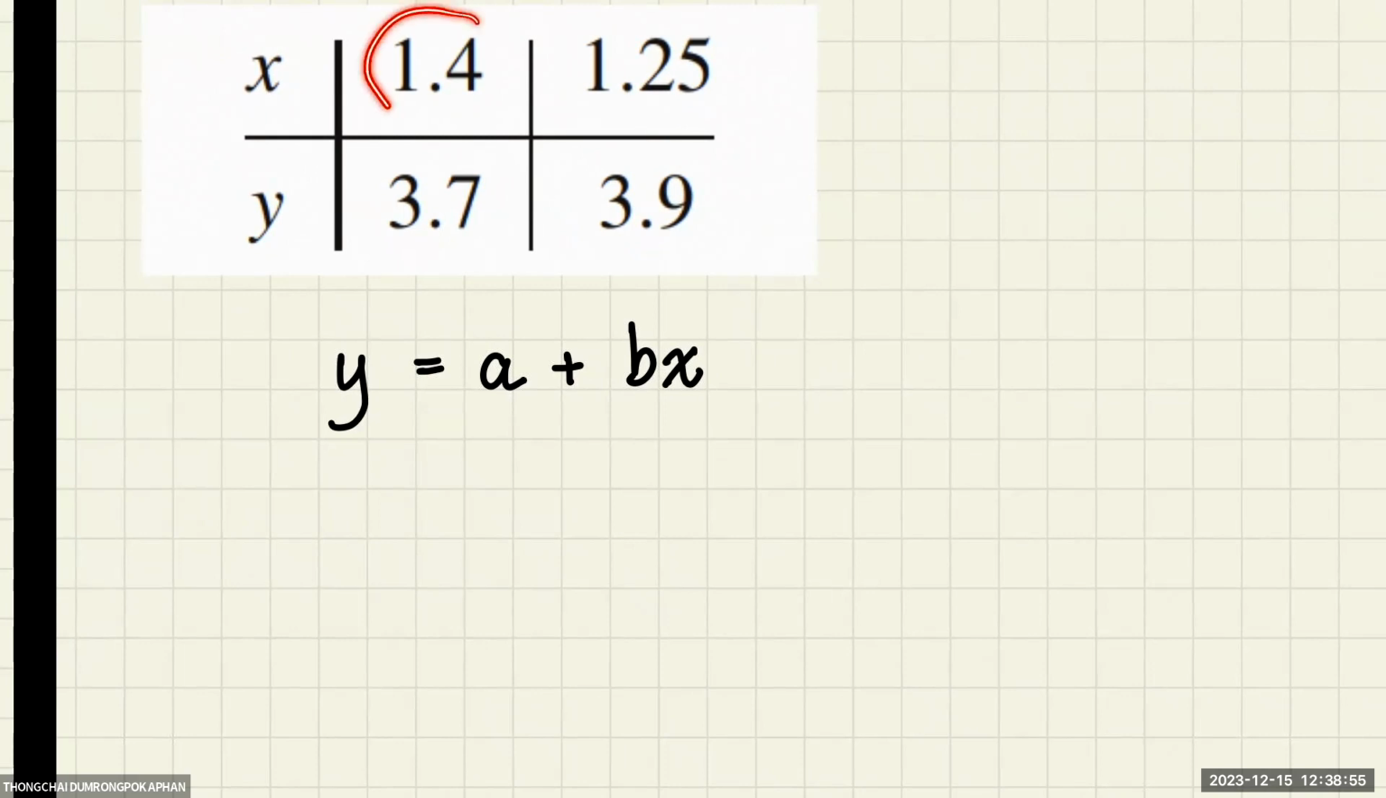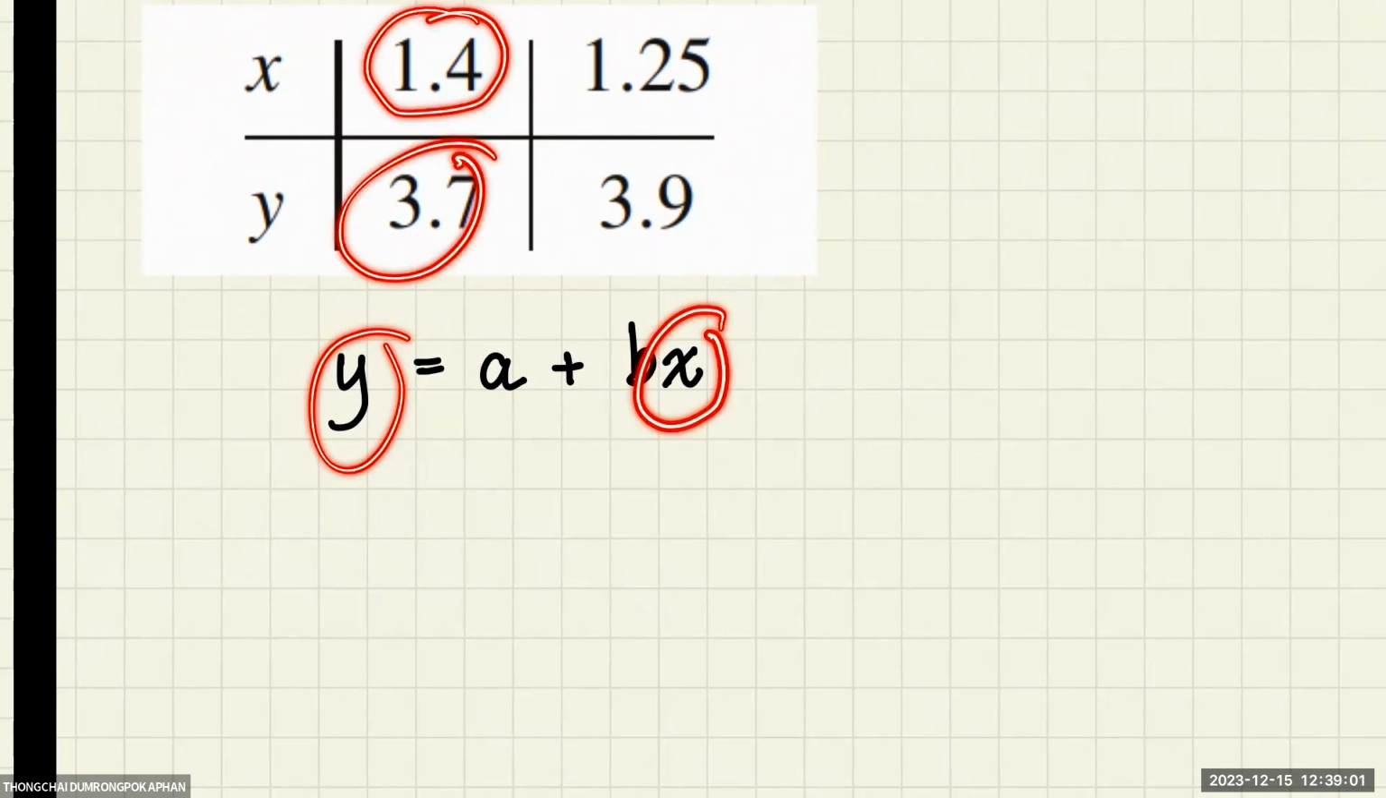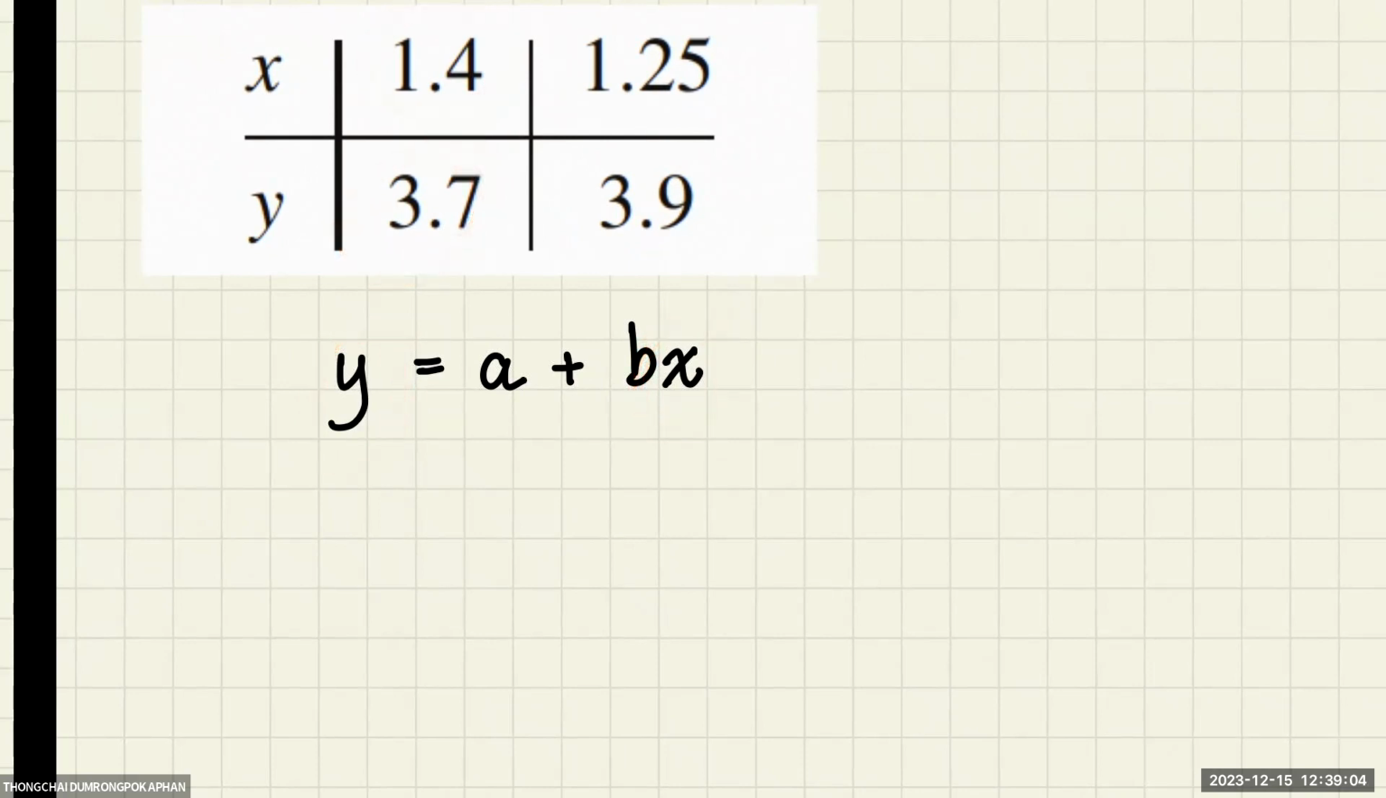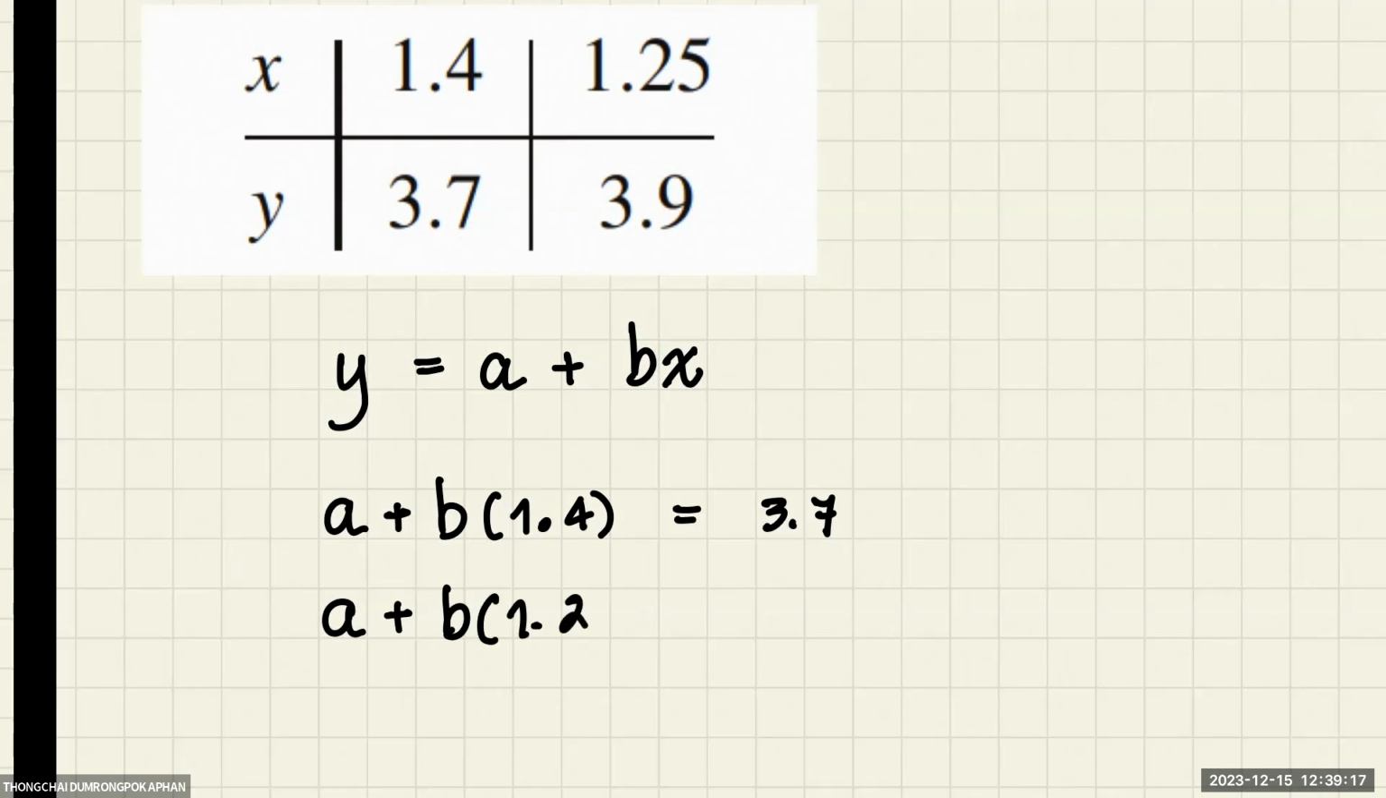For the interpolation, what do you want? You want that if you replace x with 1.4, the value of y must be 3.7. So you have two equations and two unknowns: a plus b times 1.4 equals 3.7, and a plus b times 1.25 equals 3.9. Call this the first equation and this the second equation. With two equations and two unknowns, you should be able to find the values of a and b.